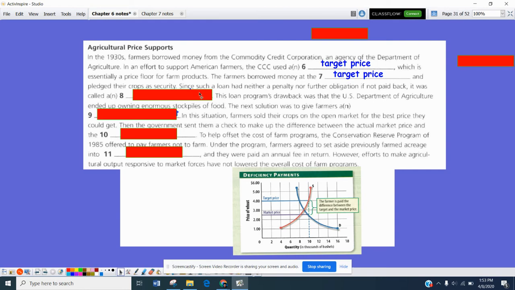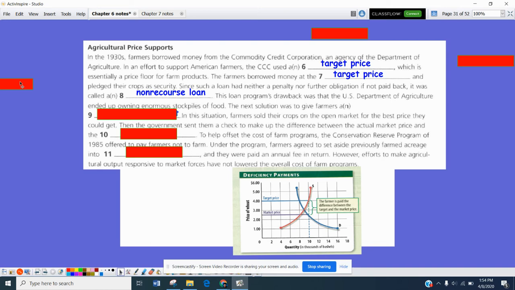In other words, whatever money would have been drawn from the crop that they were planting now, that would have been harvested later, that is what they were putting down to pledge to back up this loan. Since such a loan had neither a penalty nor a further obligation if not paid back, it was called a non-recourse loan.